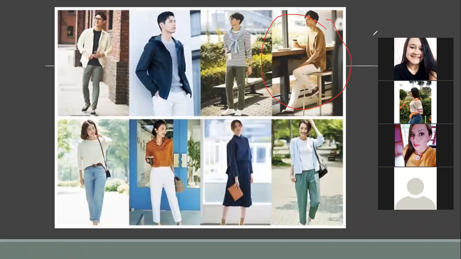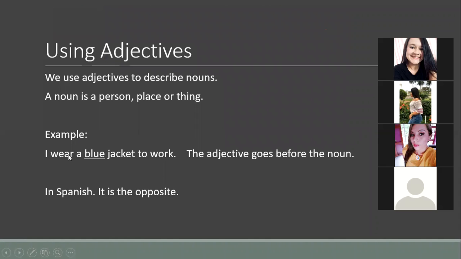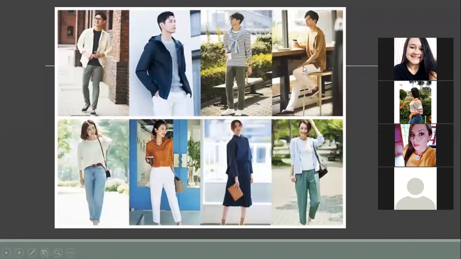Sí. Okay. There he is wearing shoes black. No, shoes black, no. ¿Qué dije? ¿Cómo se dice en inglés? Bueno, voy a regresar. ¿Cómo se dice aquí? ¿Se acuerdan? I wear a blue jacket to work. I put the color first. Right? I put the color first. Okay, perdón. Go ahead, Criseida. Continue. Come on. He's wearing black shoes. There you go.